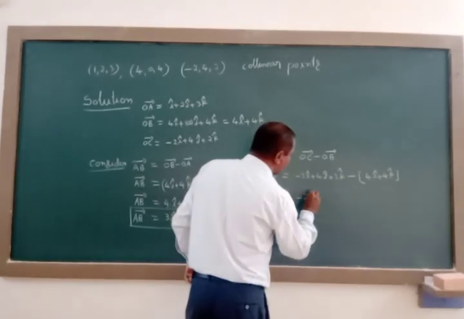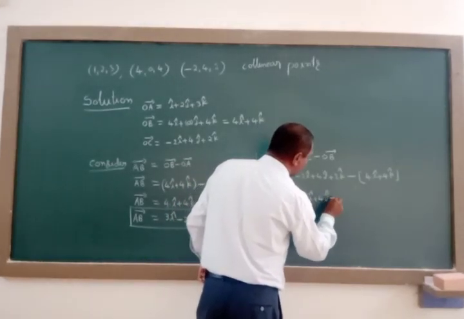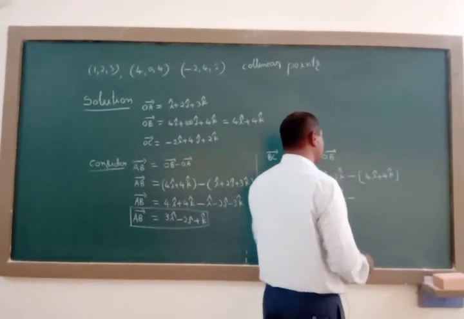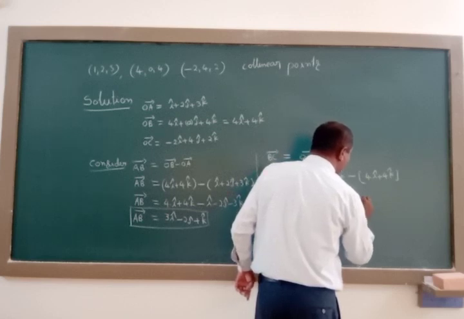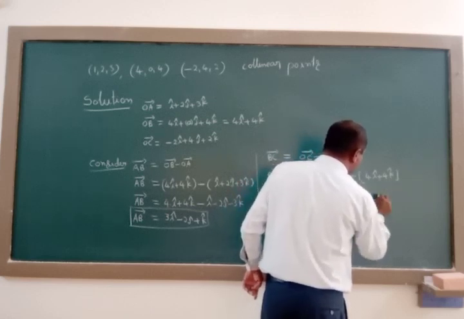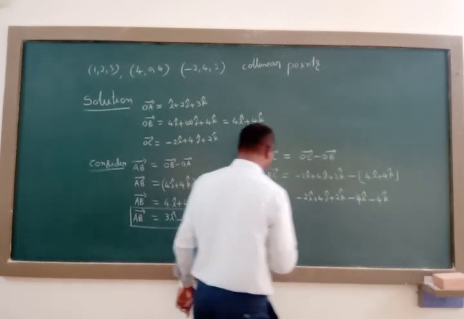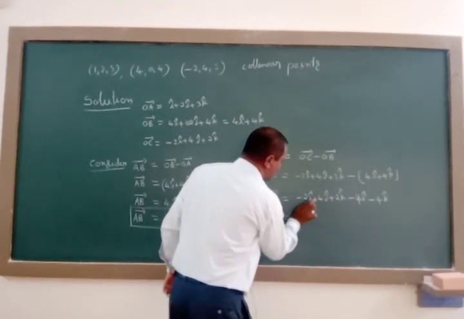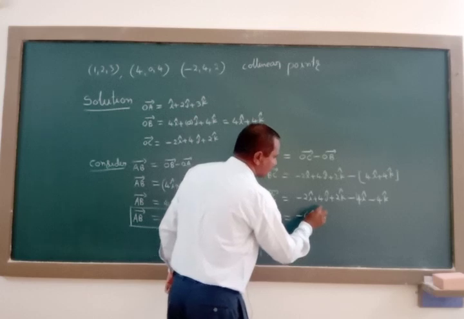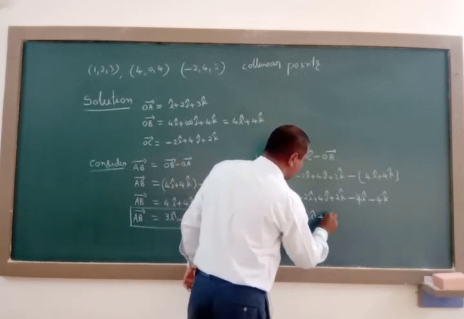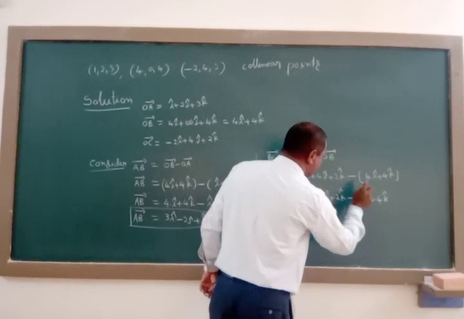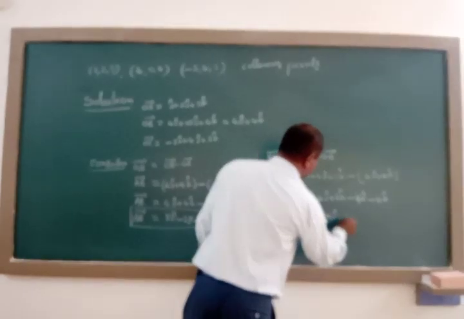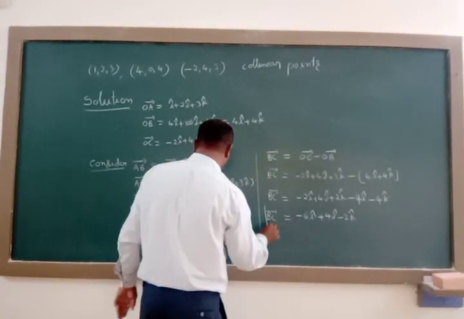BC bar is equal to minus 2I cap plus 4J cap plus 2K cap minus, open the bracket with the help of minus, 4I cap minus 4K cap. So BC bar is equal to minus 2I minus 4I, that is minus 6I cap, plus 4J cap, and 2K minus 4K, that is minus 2K cap. This is the BC vector.